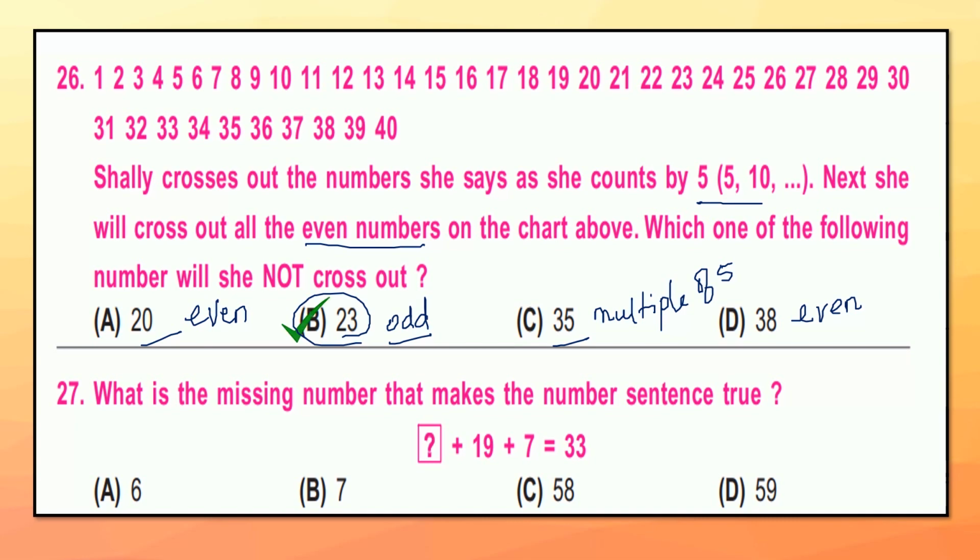Question number 27. What is the missing number that makes a number sentence true? Question mark plus 19 plus 7 is 33. We have 19 plus 7 is 26. And what plus 26 will give you 33? 33 minus 26, which is equal to 7, gives us an answer. 7 plus 26 gives us 33. Therefore, the correct answer is option B, 7.